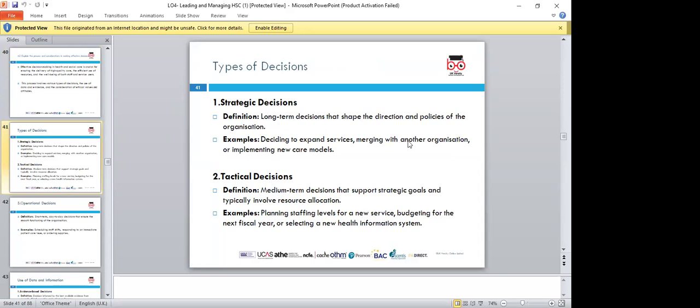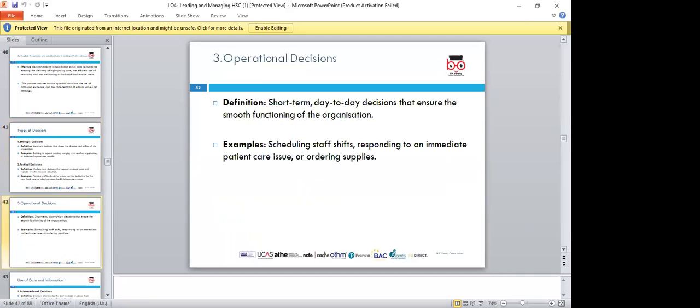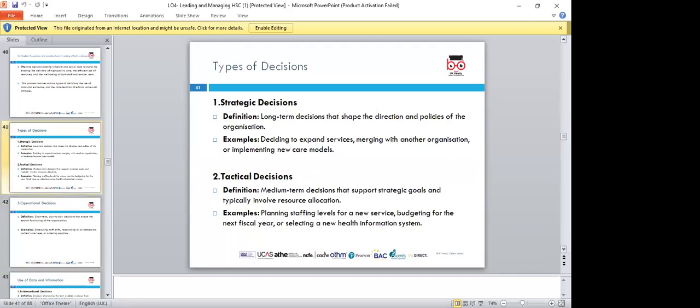We have strategic decisions, which are more long-term, such as deciding to expand services, merging with another organization, or implementing new care models. Those are strategic. But we have the tactical decisions, which are medium-term decisions that support strategic goals, such as resource allocation. Examples: planning staffing levels for a new service, budgeting for the next fiscal year, or selecting a new health information system.